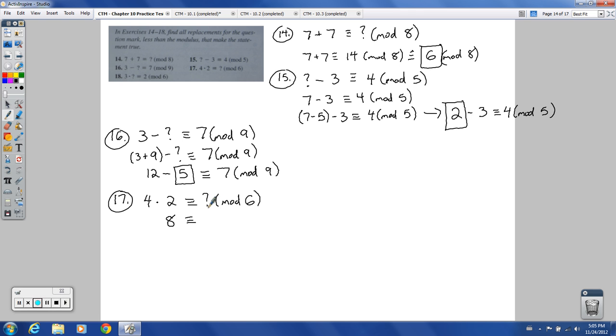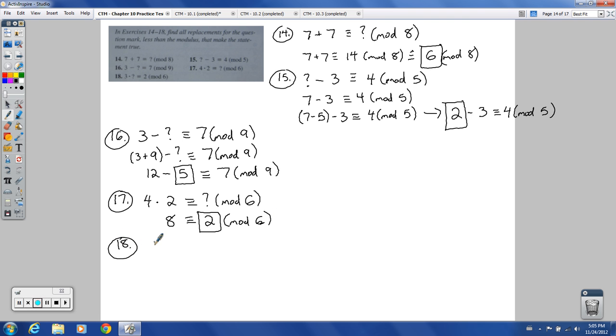So 8 is the same thing as something mod 6. And so there's really no way around what's here. 4 times 2 has to be 8, and 8 is congruent to what? 8 divided by 6 would be 1 with a remainder of 2. So this question mark, the only thing that can go there is a 2. So the 2 is my final answer there.